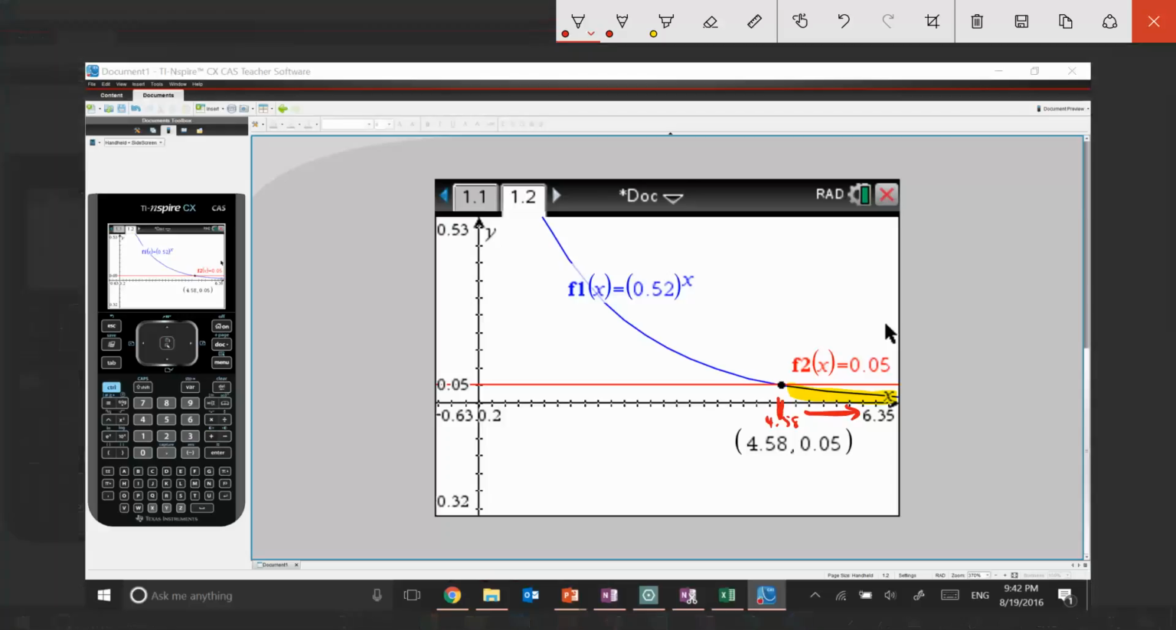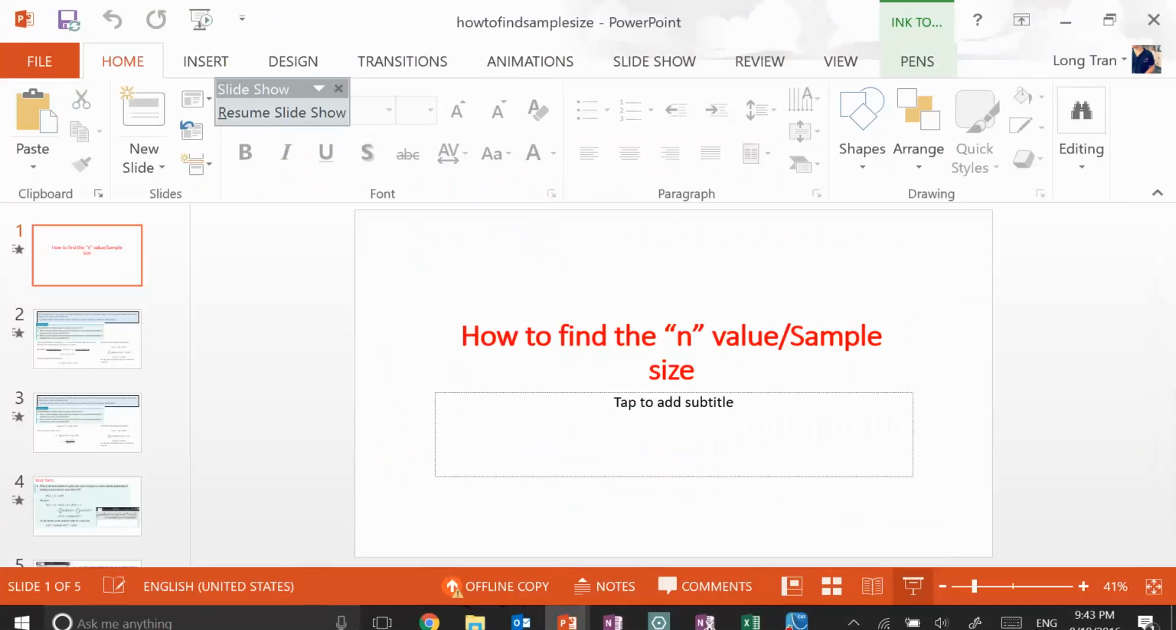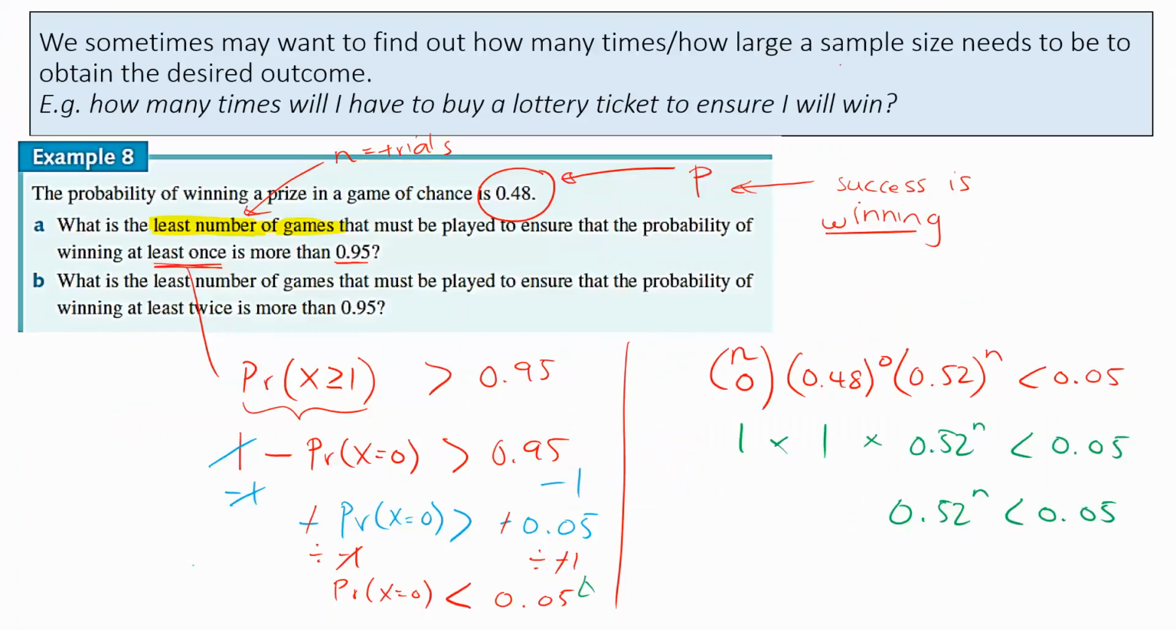But to answer the question, see, the question asked you what's the least number of games. Now I know n had to be greater than 4.58, but how do you play 4.5 games? You can't. So as soon as it's more than 4 games, you know you need to play at least 5 games. Okay, so n greater than 5 games will ensure that I'm going to get 95% or more. Okay, so if I played 5 games or more and the probability of winning was 0.48, that's the least number of games that will ensure that I'll win 95% of the time. Okay, that's all it is.